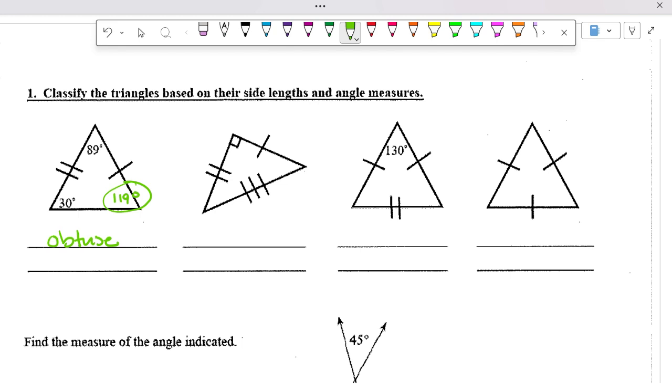Now, if all three angles are different, that automatically means all three sides are different. So that means this one would have 3 tick marks. So no congruent sides. Not only is it obtuse, it's an obtuse what type of triangle? Scalene.